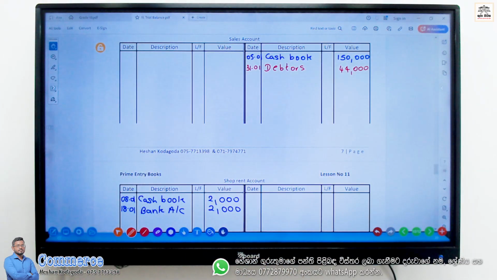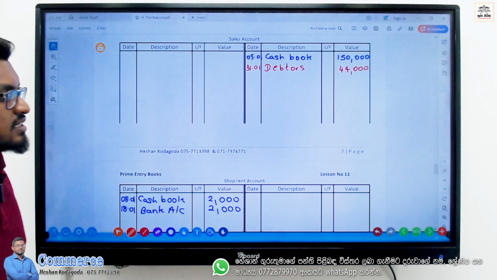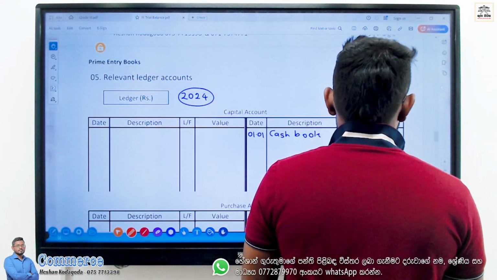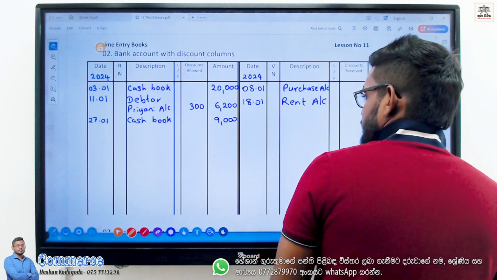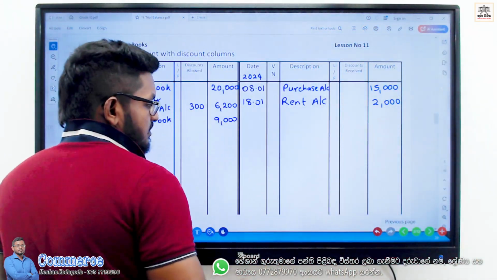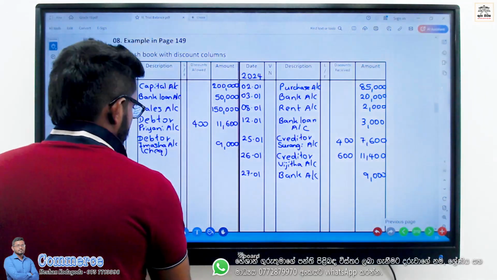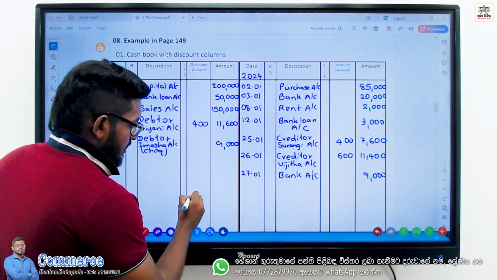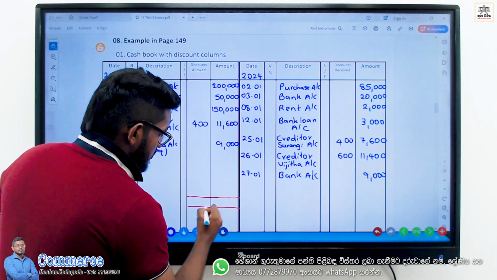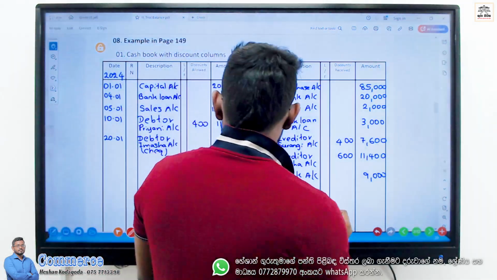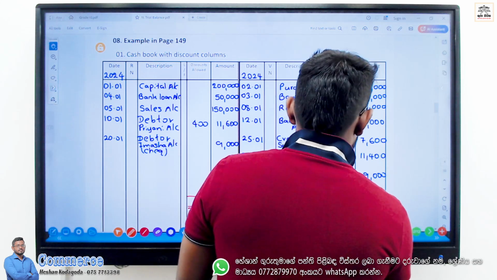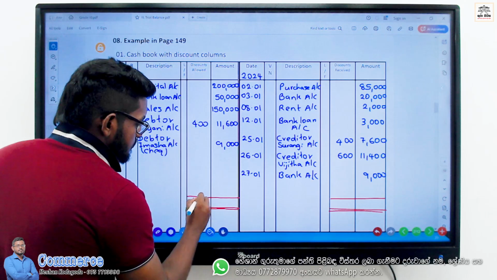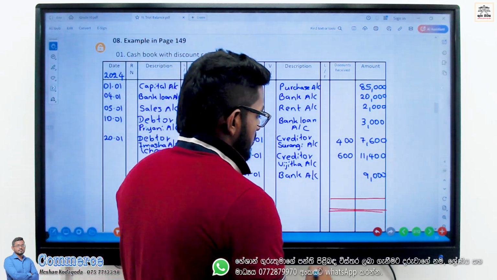Now what we need to do, we need to record the discounts in here, right? Go to the discounts columns in here. Before balancing the others, we need to record the discounts, right? Okay. Keep two lines, balance the discounts columns, right? In here, discount allowed 400, discount received 1,000.